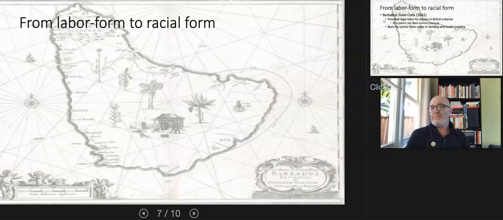And this is where we see the beginning of a labor form. That is to say, slavery is a labor form. It's a form of labor, right? As opposed to wage labor or indentured servitude or feudal systems of labor. Slavery is a labor form. But through the proliferation of that labor form, what is generated is a racial form, this idea that the people that do this are inferior, right? And let's see why here.